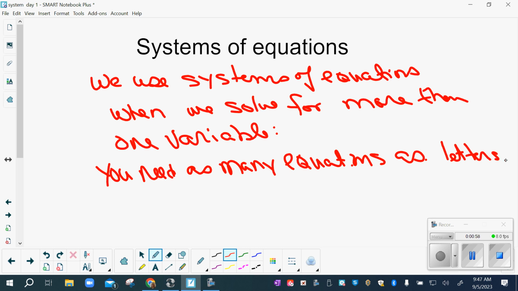Right? You got 4 letters, you need 4 equations. You got 5 letters, you need 5 equations. You got 6 letters, you need 6 equations. What we mostly do in Algebra 2 and Algebra 2 Trig and even pre-calculus, we really drill down on 2. We will actually even do 3, right? And it turns out there are 3 ways that we do this.